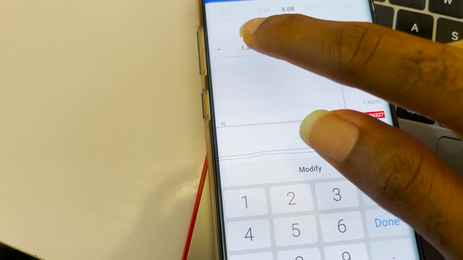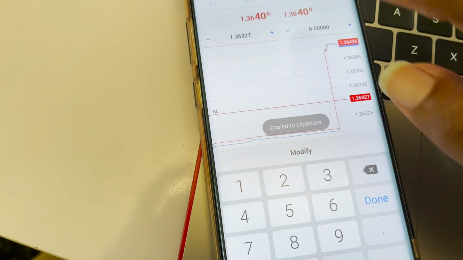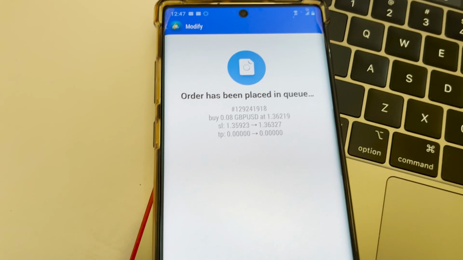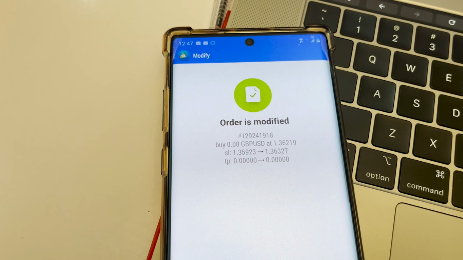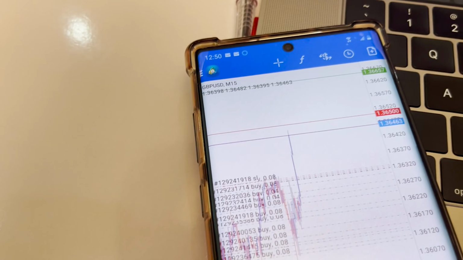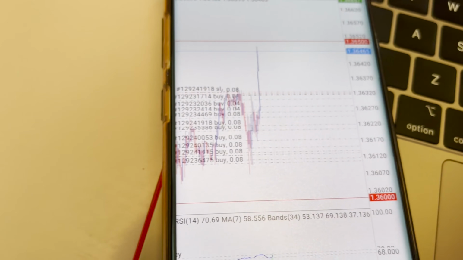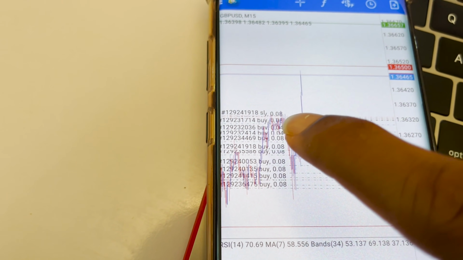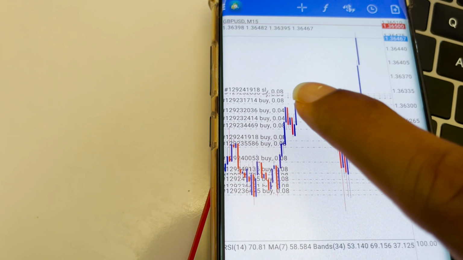So I'll copy that and paste off camera. Oh, that is modified. Okay guys, I made a mistake with the stop loss number. Like I missed it with a particular number. So the stop loss is currently here now, break even.